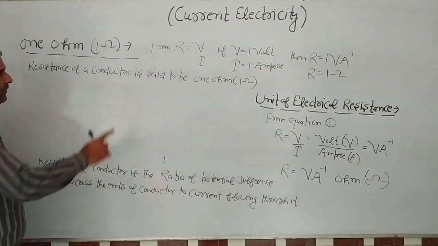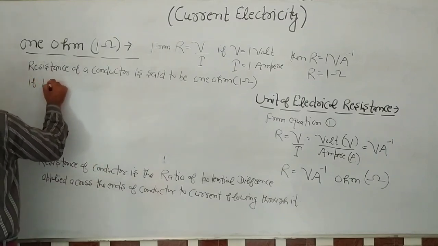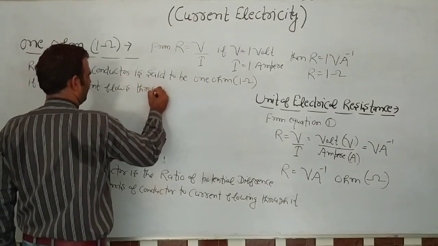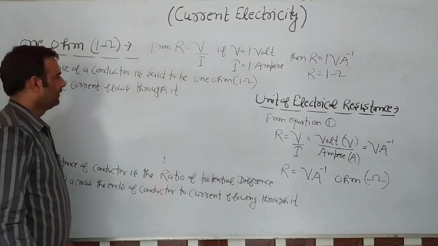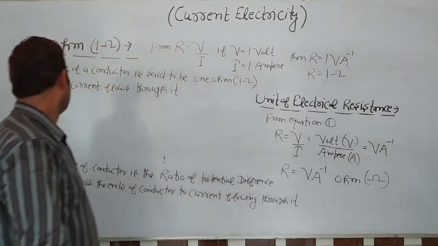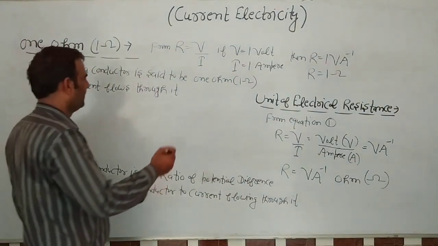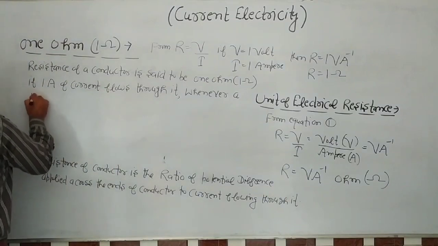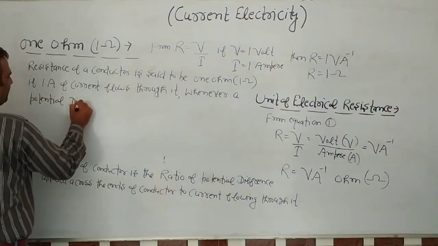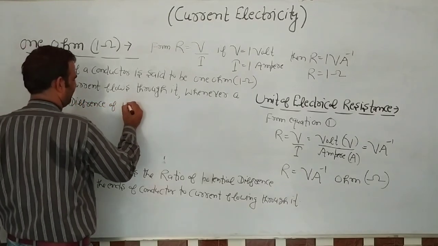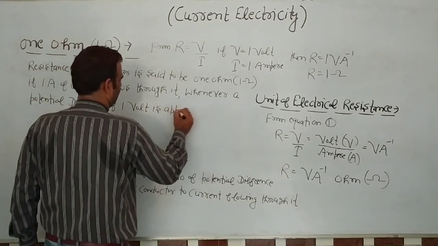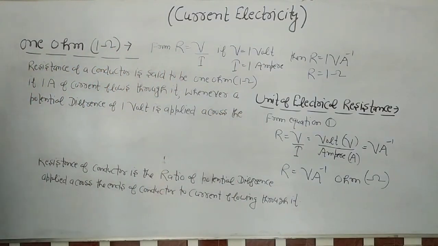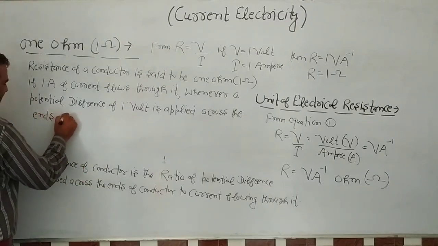Resistance of a conductor is said to be 1 ohm if 1 ampere of current flows through it whenever a potential difference of 1 volt is applied across the ends of a conductor.